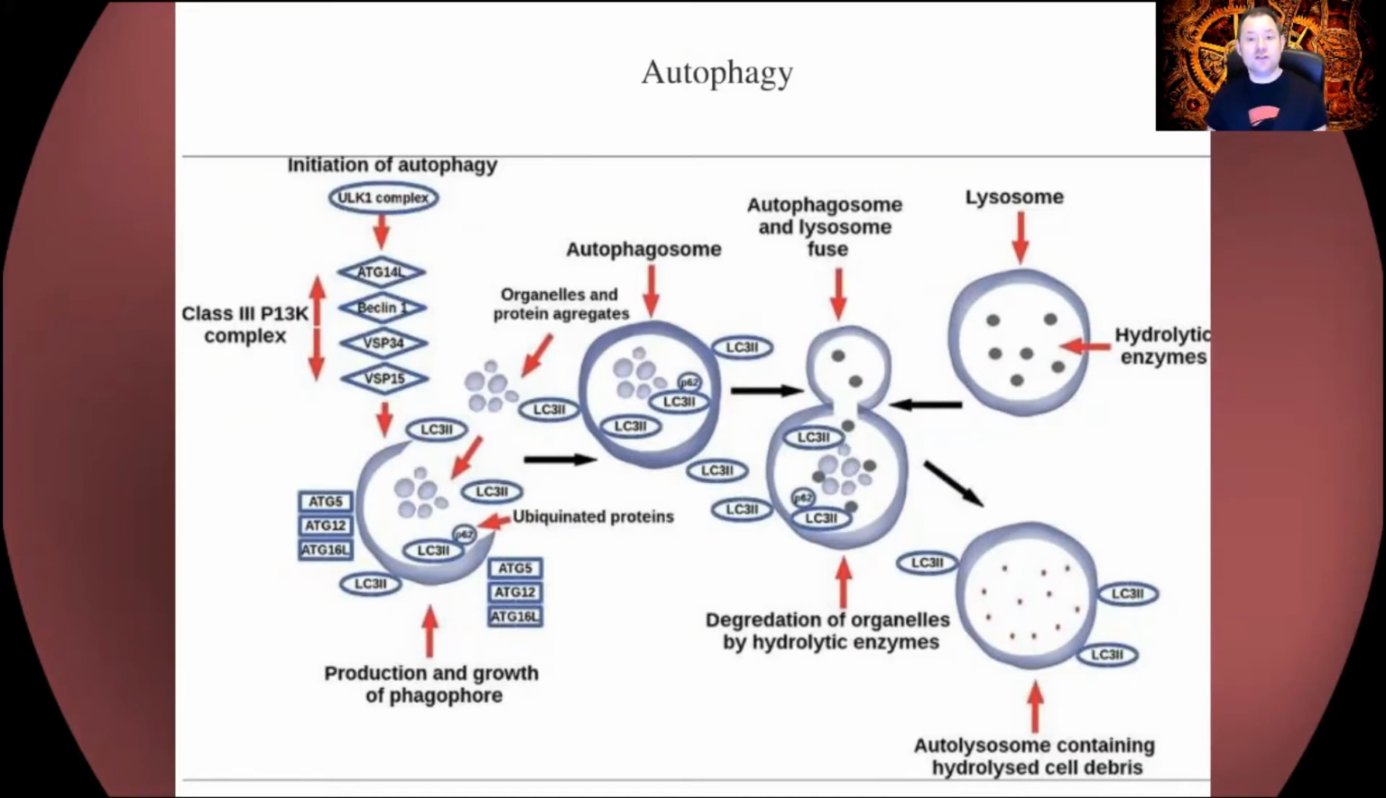The way autophagy works, by the way, in a very simplistic way, is there are organelles in the cells known as lysosomes. These are the stomachs of the cells. They contain lots of digestive enzymes.